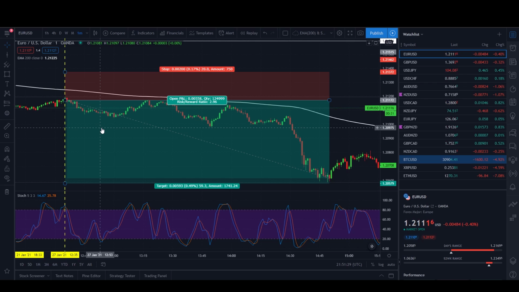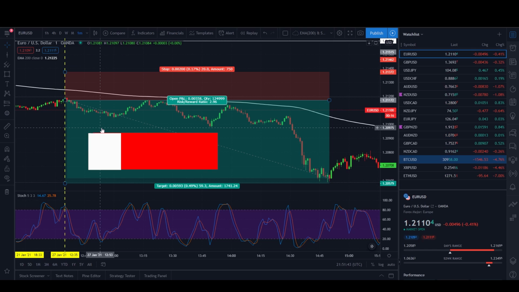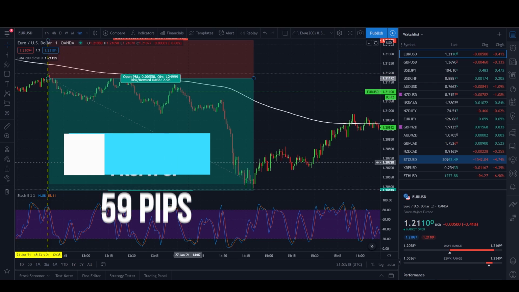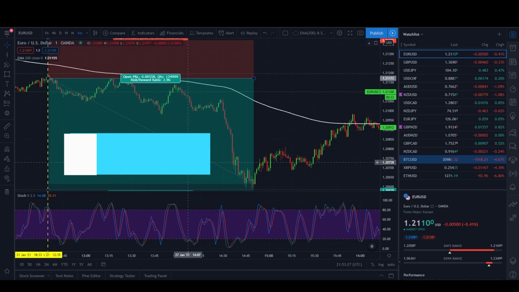So as you see, I marked the zone where the stochastic crossover happened, and we have a bearish engulfing candle. We are going down. Don't forget to put your stop loss zone in a recent horizontal area of sensitivity, so it's either support or resistance, and as you can see, we will be profiting 59 pips in total. And as you see guys, if you wait for those opportunity moments to enter the trade and you follow the criteria of the strategy, this strategy can pay off very well.